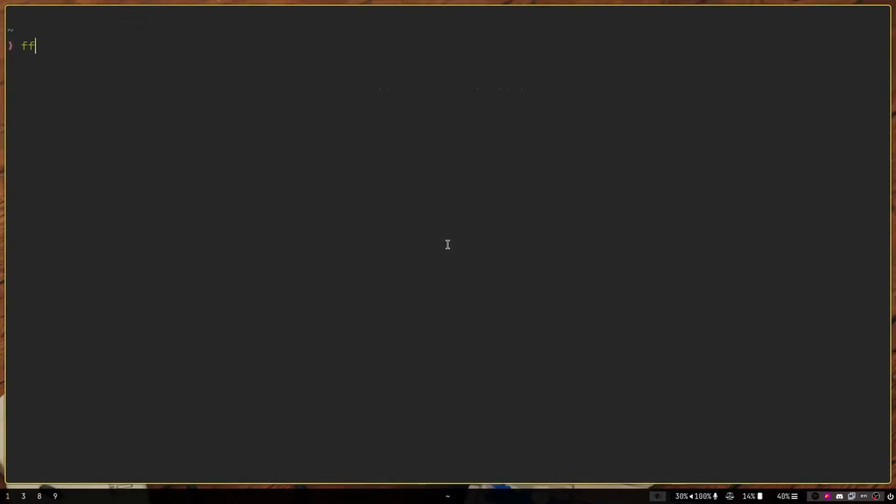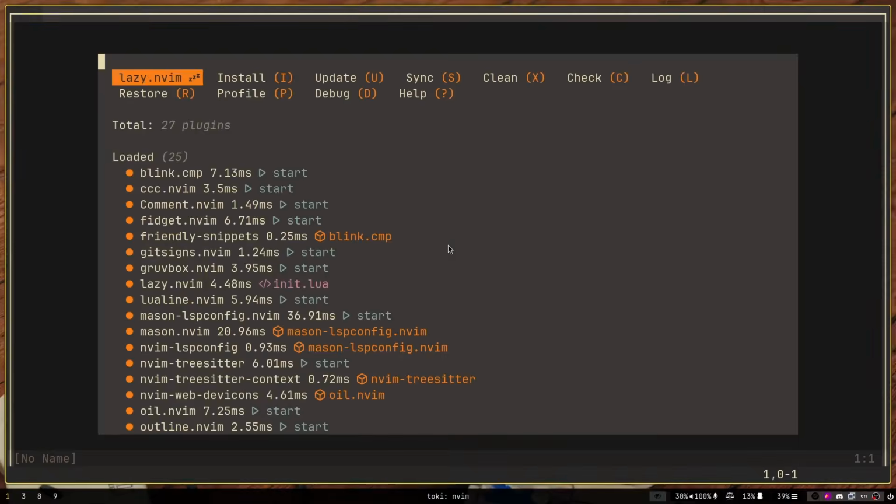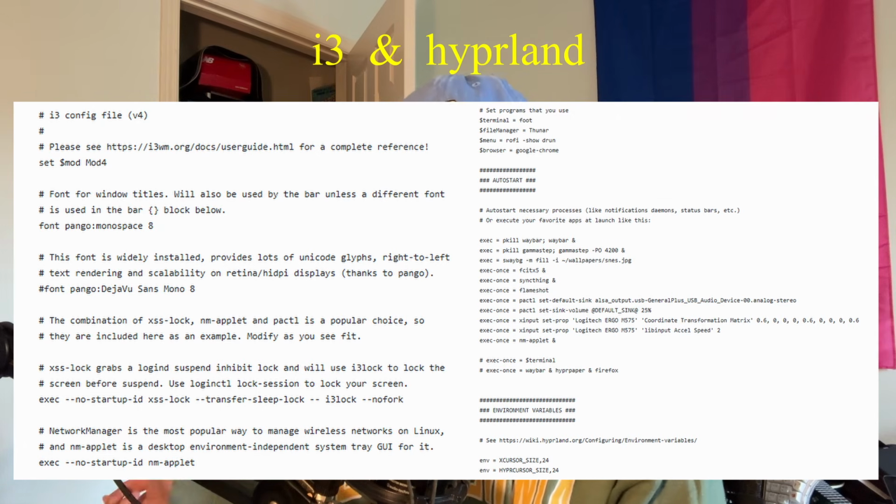This is my rice. It's pretty basic. Something that I find actually very appealing about Hyprland is how it is configured almost exactly like i3. The syntax is very similar, except here you have a full animations library built into it.